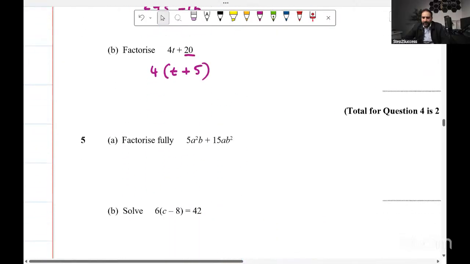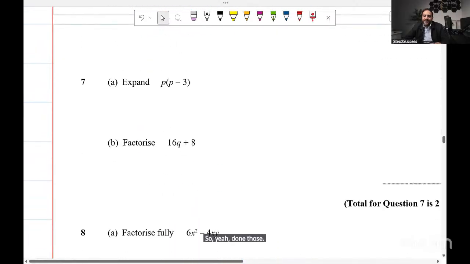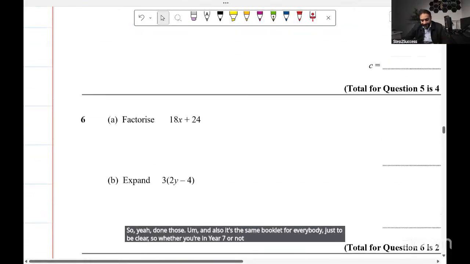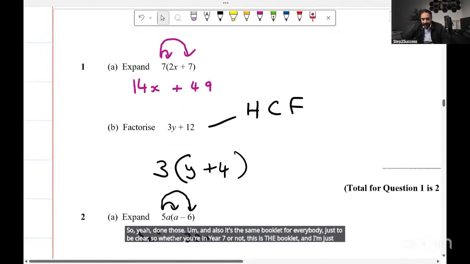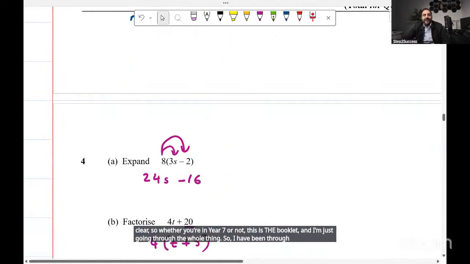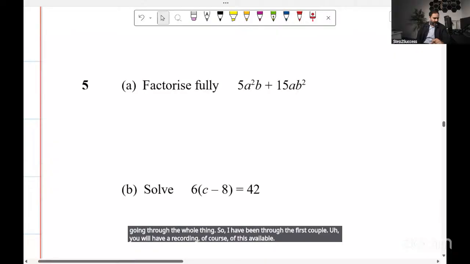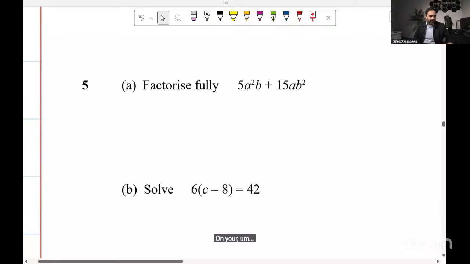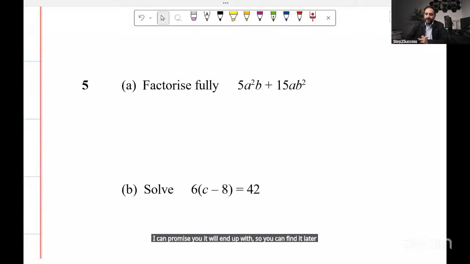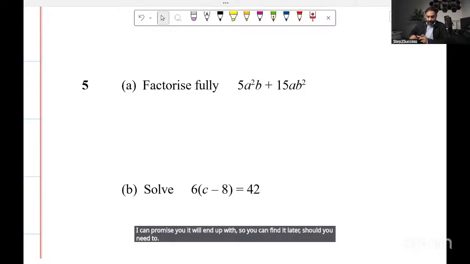So, yeah, done those. And also, it's the same booklet for everybody, just to be clear. So, whether you're in year 7 or not, this is the booklet, and I'm just going through the whole thing. So, I have been through the first couple. You will have a recording, of course, of this available on the YouTube. I can promise you it will end up there. So, you can find it later should you need to. All right. Okay. Sorry. Okay.